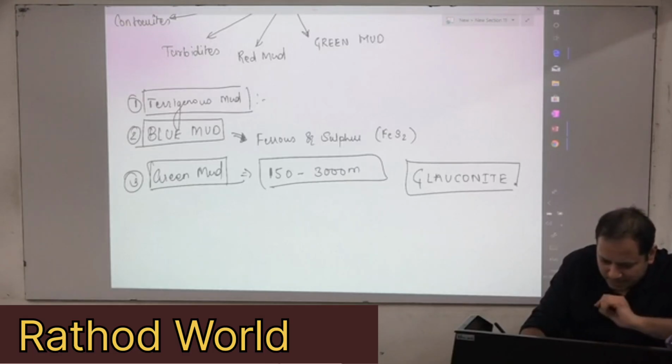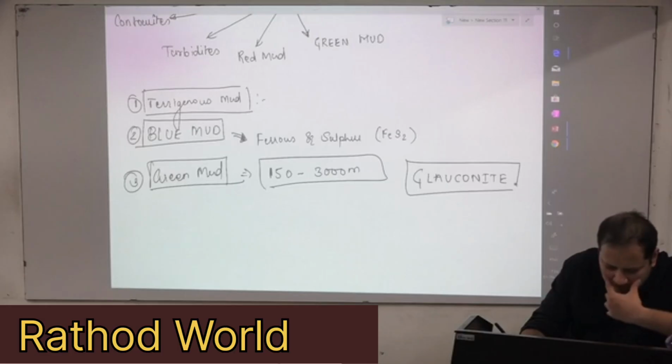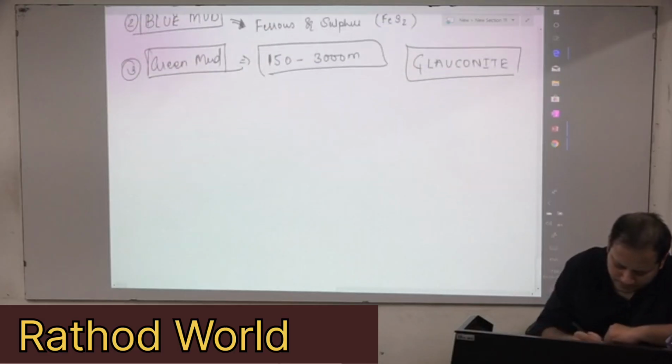Next, blue mud is converted into green mud. Blue mud is converted into green mud through the reaction of seawater.